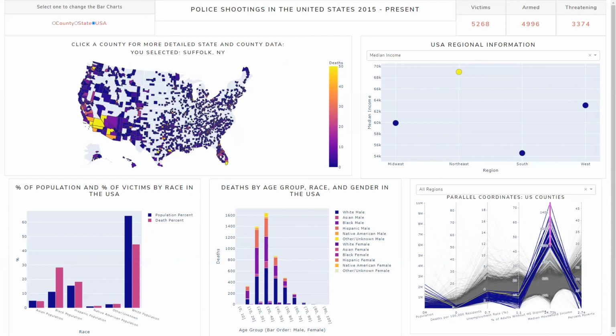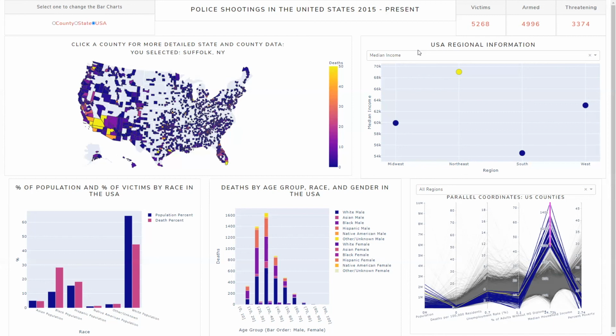Before we wrap up, we'd like to take a look at these values in the upper right corner over here. We understand that it might be misleading to display deaths without any other context. So we'd like to take a moment to point out the portion of victims who were armed or who were perceived as a threat. More than half of the victims were perceived as threatening. However, this certainly does not account for those who weren't threatening to people.